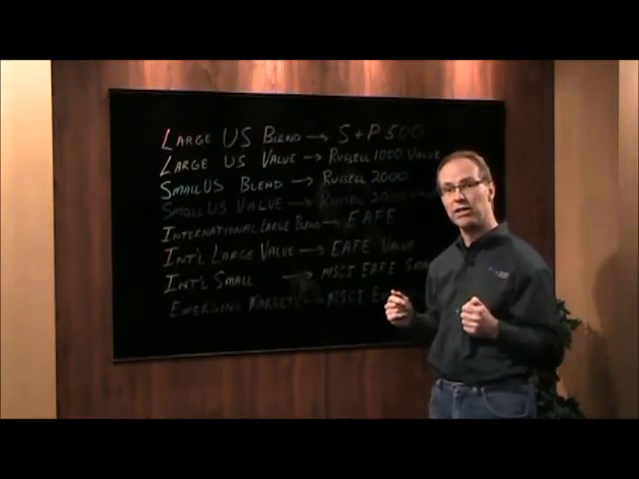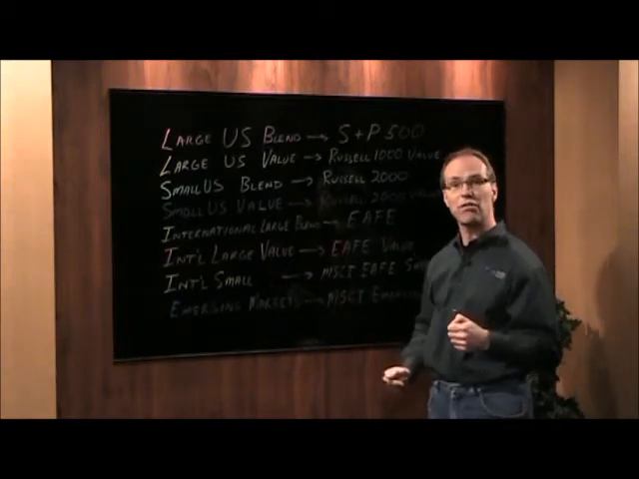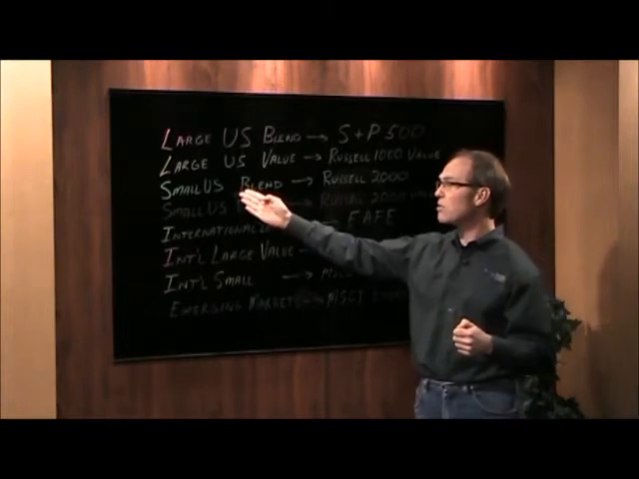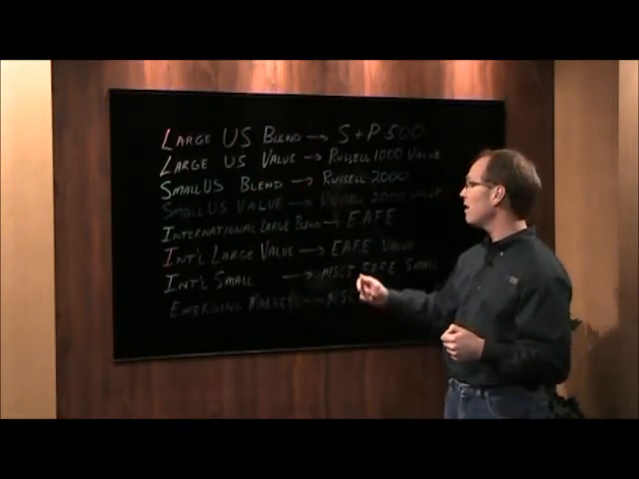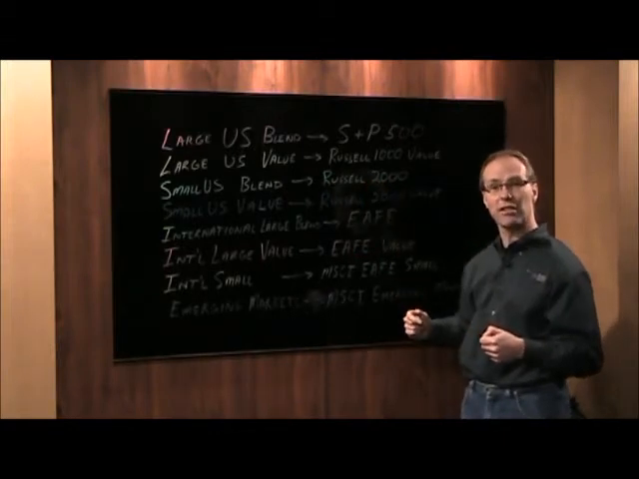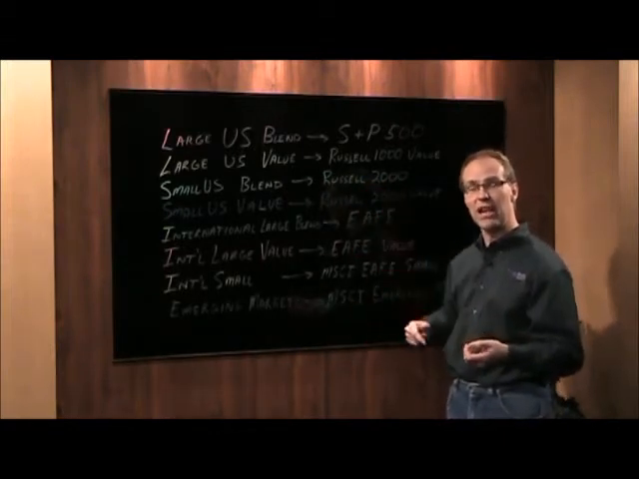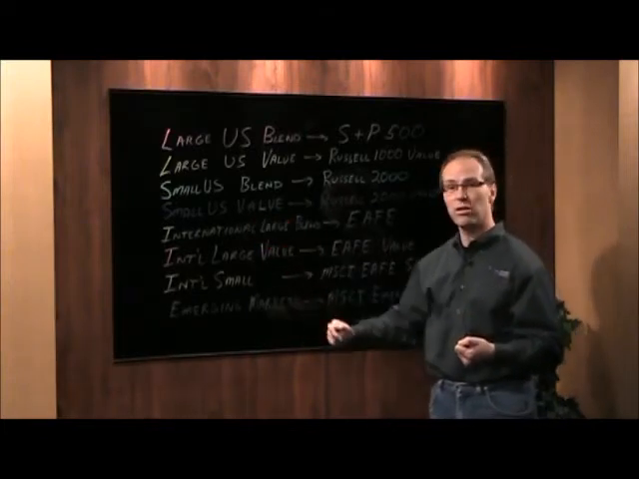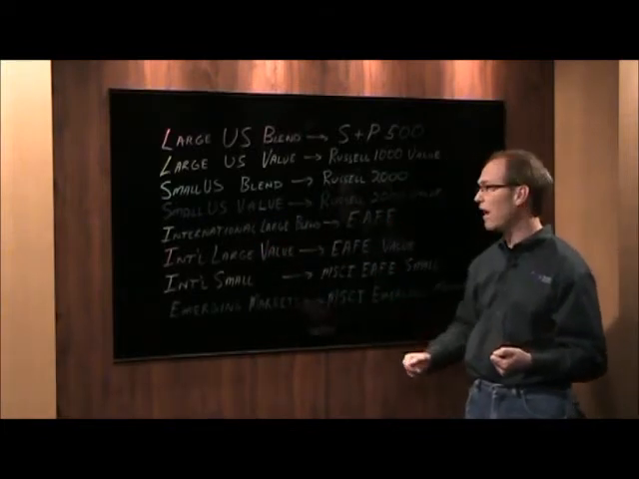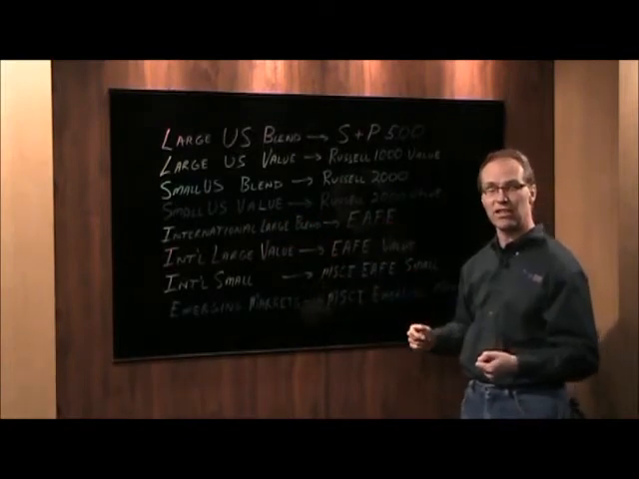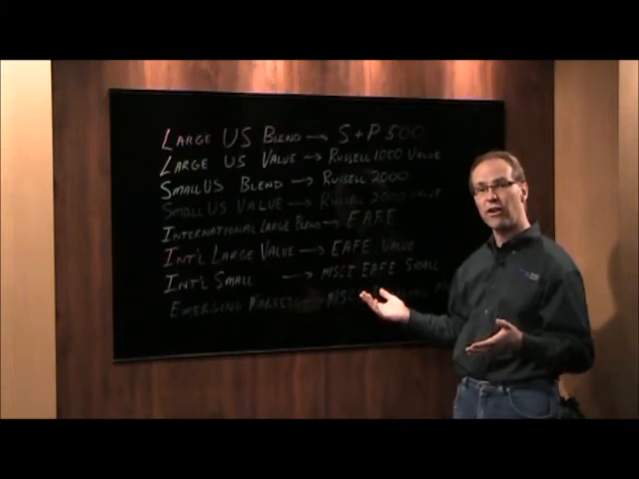so that I have a like comparison. If I'm looking at large U.S. value stocks, I want to look at the Russell 1000 value. If I'm looking at small U.S. blend, let's say I've got a fund that's investing in that area of the market, how did it do versus the Russell 2000? That is the area of the market that consists of small U.S. stocks. Small U.S. value, the Russell 2000 value. International large blend would be the EFA index. It stands for Europe, Australia, Far East.